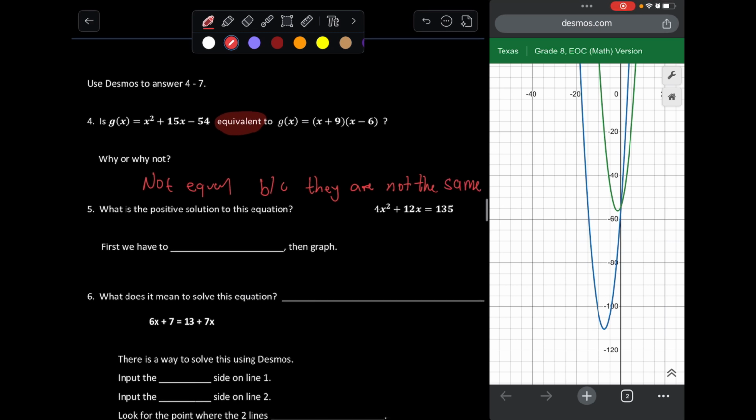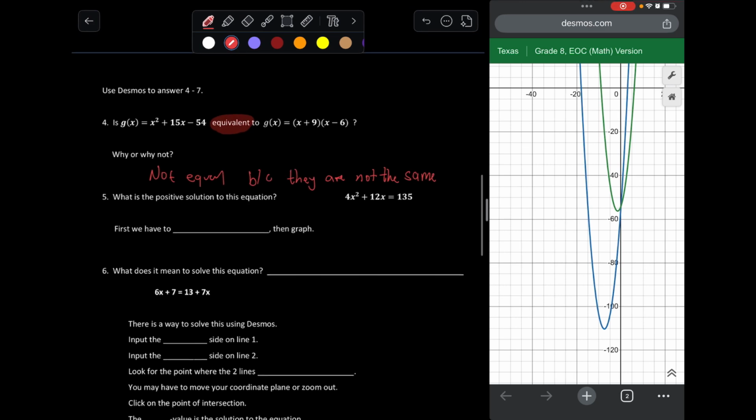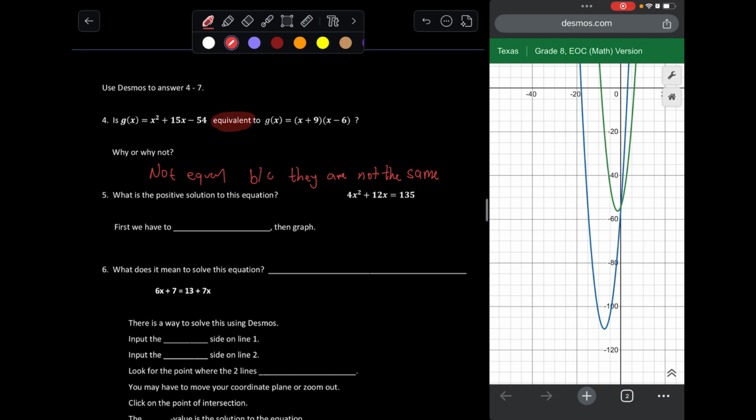All right. Now, number 5. This is a different type of problem. What is the positive solution for this equation? Do you notice any keywords in that question?